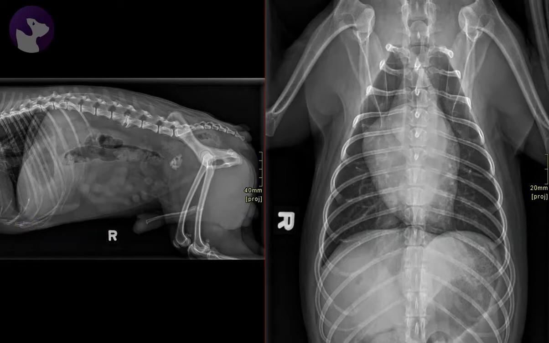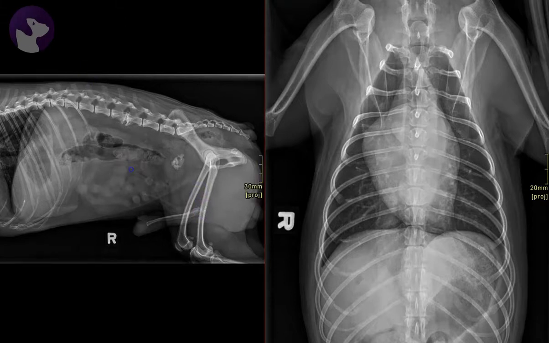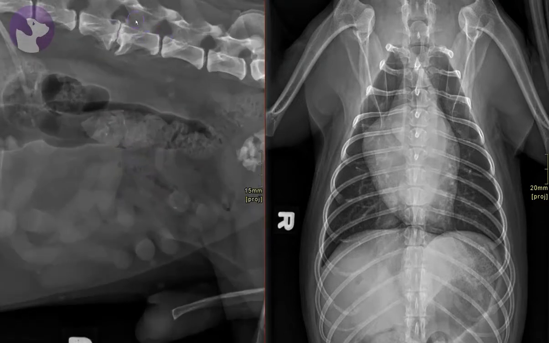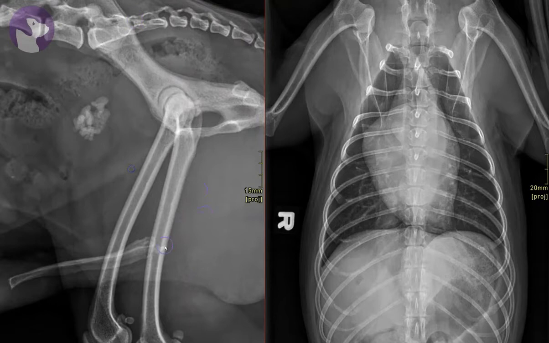And what I really want to highlight here is the importance of having a flexed leg projection that highlights the perineum. So what we're really concerned about, especially in male dogs, is whether or not there are any stones within the plane of the urethra. And what we can see here is that there is a little mineral opacity that if you look very closely, you can identify superimposed with the femur here.